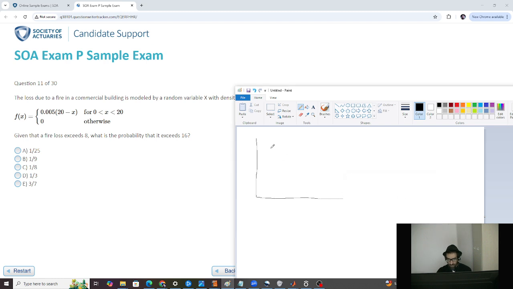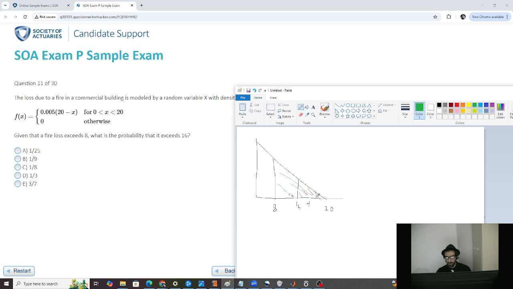No integration necessary. The probability density function looks like this. This is a 20 here. We've got an 8 here. We've got a 16 here. This distance here to here is a 4. This distance here to here is a 12. We're saying what's the area of this triangle divided by the area of this triangle.